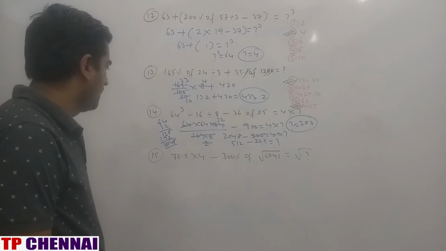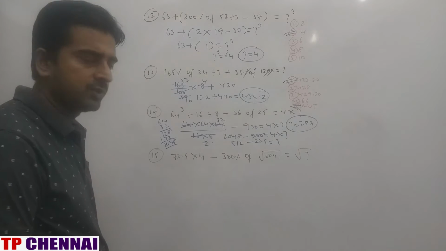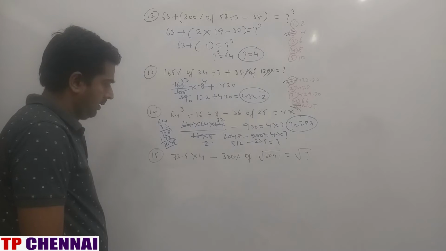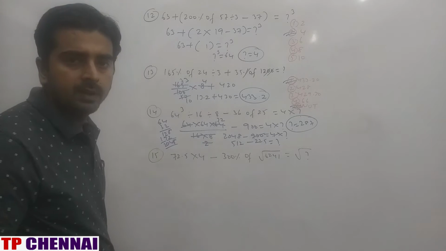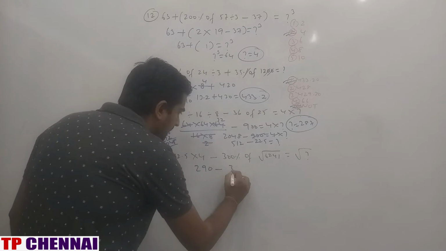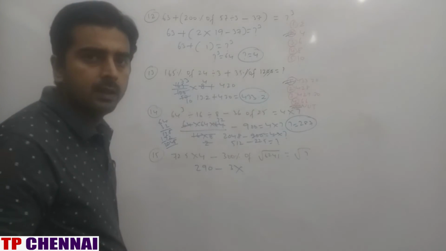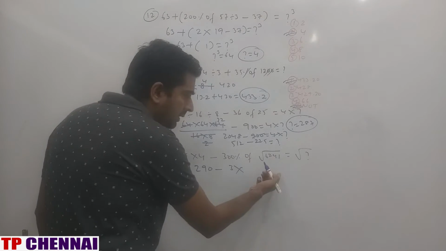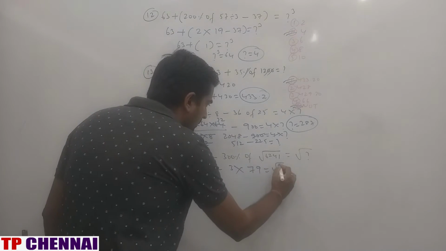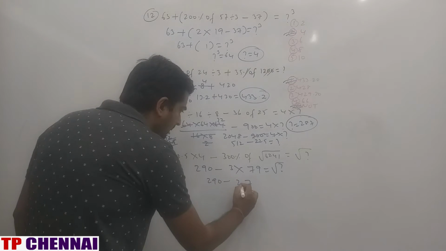Next one, 72.5 into 4 minus 300% of square root of 6241 is equal to square root of question mark. 72.5 into 4 is how much? 72.5 double is 145, double is 290. Minus 300% is 3 into square root of 6241. Whenever a number ends with 1, the answer ends with 1 or 9, right? This is below 80, so this is 79, equal to square root of question mark.